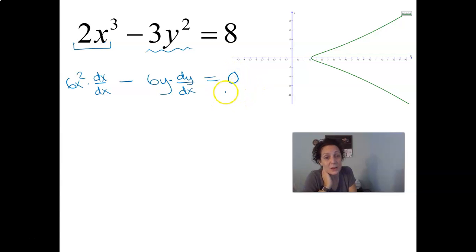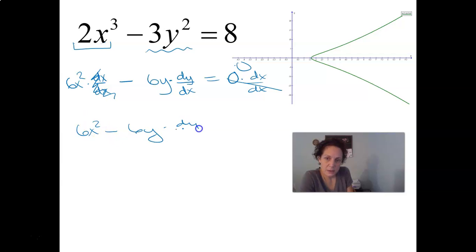And again, it's not that this is special and we don't need to write dx/dx or dy/dx. Don't get hung up on the fact that it doesn't have a variable and I don't know which one to write. It doesn't matter. This is 0. I don't care what you write here. dx/dx, fine. It's still 0. Doesn't matter which variable. Okay, so this is 1. That's 0. So I'm left with 6x squared minus 6y dy/dx equals 0.